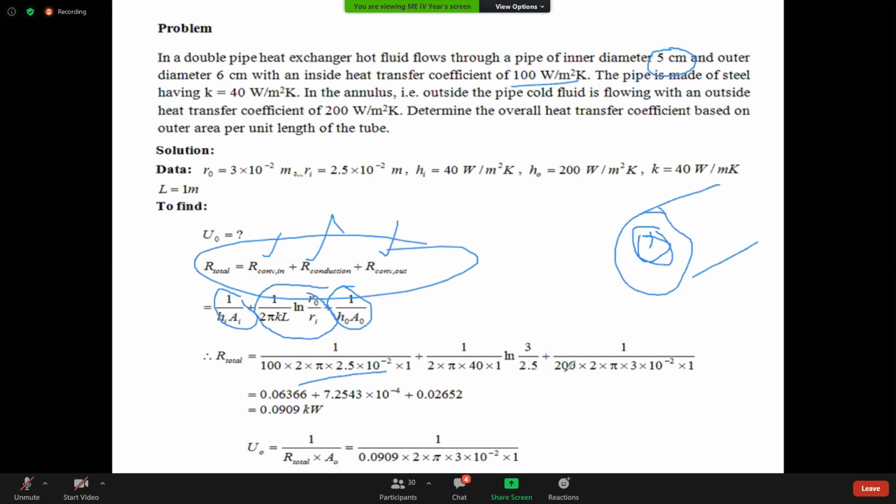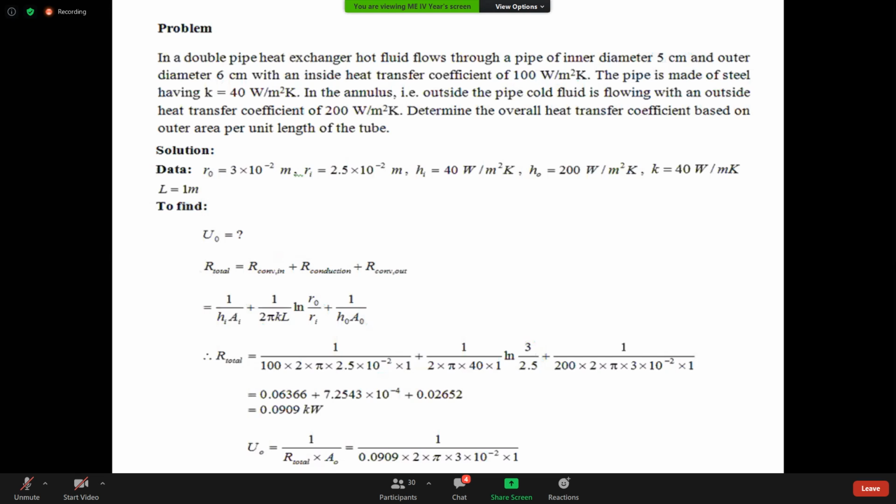Plus this is the conductive resistance. R2/R1, 3/2.5. R2/R1, 3, since the diameter is given, 3 divided by this, ln R0/Ri over 2πKL. L is 1, K is given. Similarly for outside heat transfer, instead of 2.5 here, 3 comes because we must take the outer radius. The same thing we have discussed there, but the formula is just what we are applying here. We find out R total.